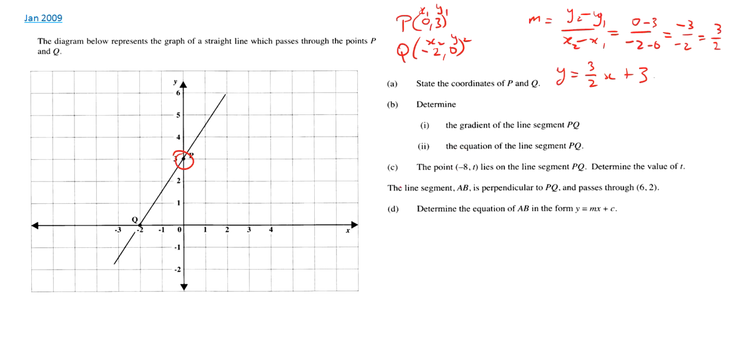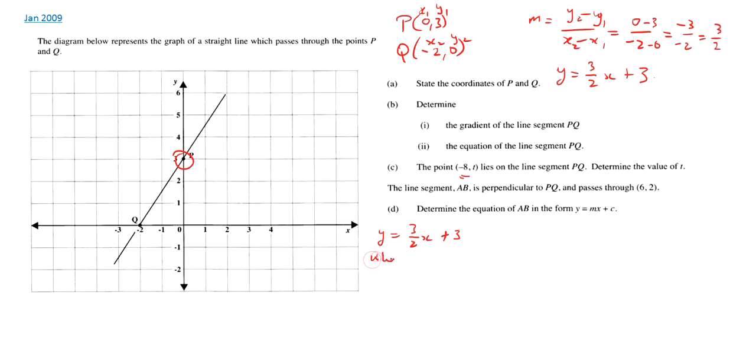So that's part B. In part C, they said the point minus 8, t lies on the line segment. Find the value of t. So we know the equation of the line. The equation of the line is y equal to 3/2 x plus 3. And all we need to do is to substitute minus 8 into it.